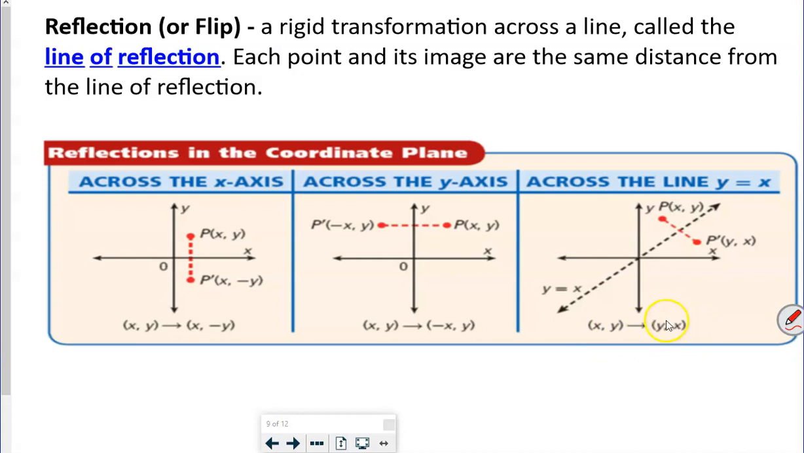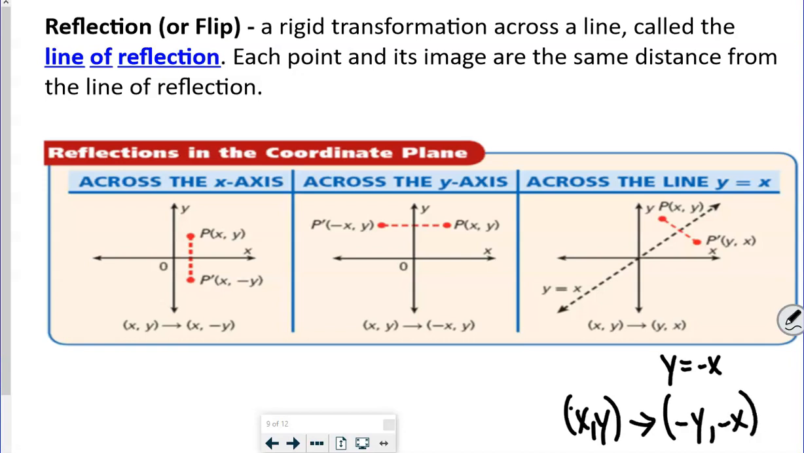Now the only other one that we don't have on here is a reflection across the line y equals negative x. You might want to write this down. When we do that, the transformation is (x, y) transforms to (negative y, negative x). So they both change to negatives and they flip. Let me show you what that line would look like. That line would be this line right here. So that's the line y equals negative x. That's that blue line.